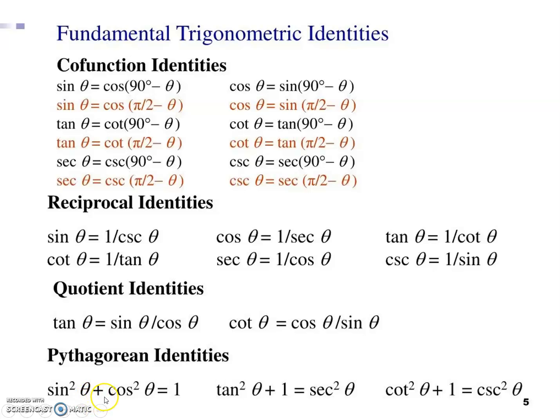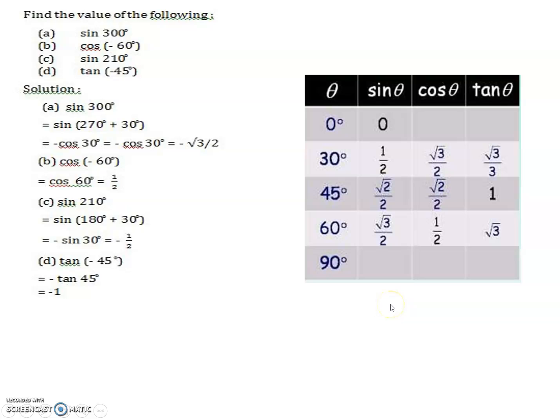Sin square theta plus cos square theta is equal to 1. Tan square theta plus 1 is equal to sec square theta. Cot square theta plus 1 is equal to cosec square theta. We have to take examples based on the fundamental identities as well as quadrants and angle values. Find the values of the following.